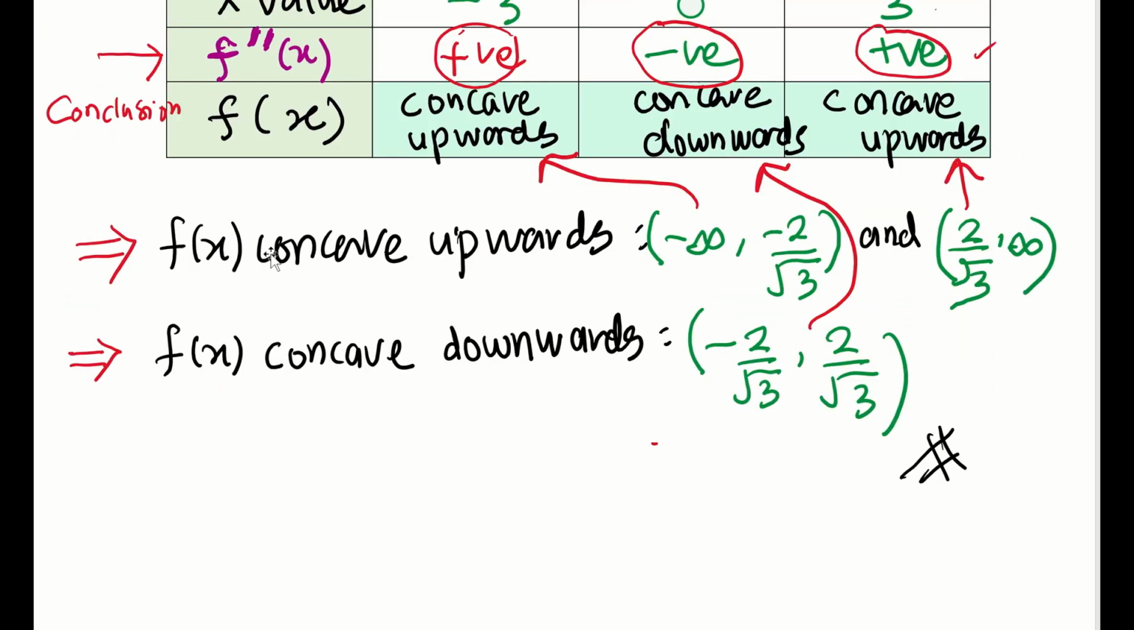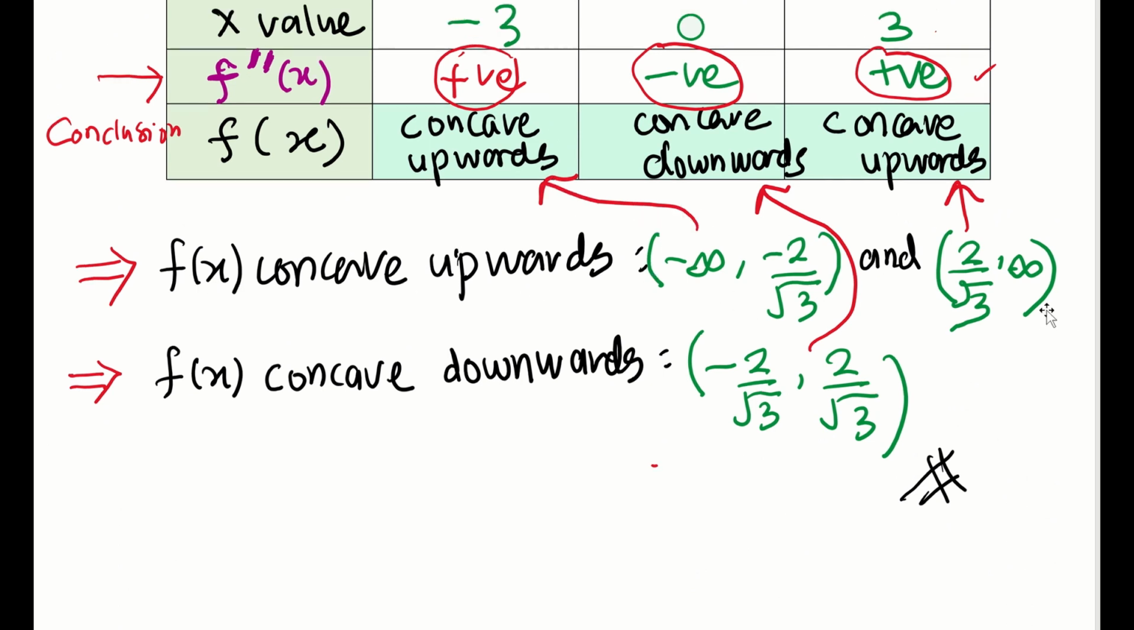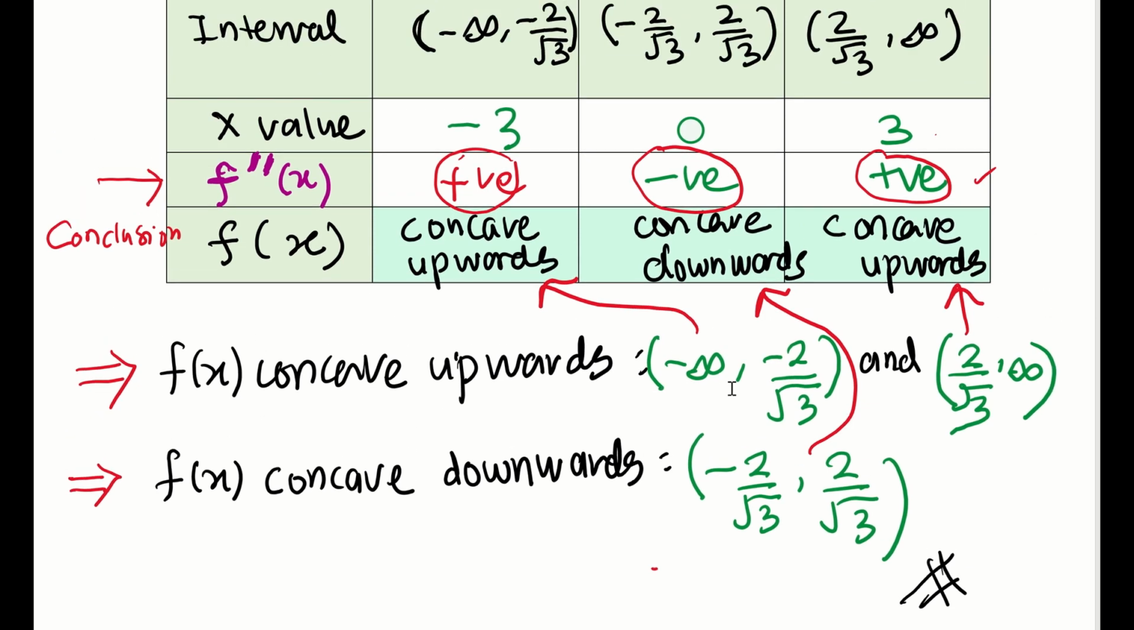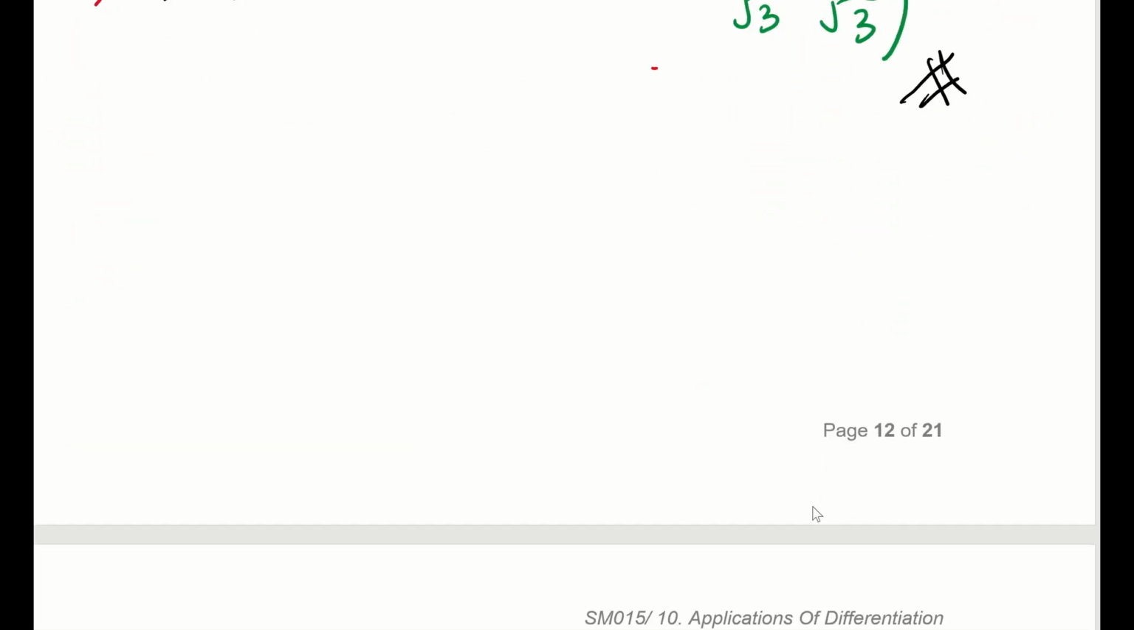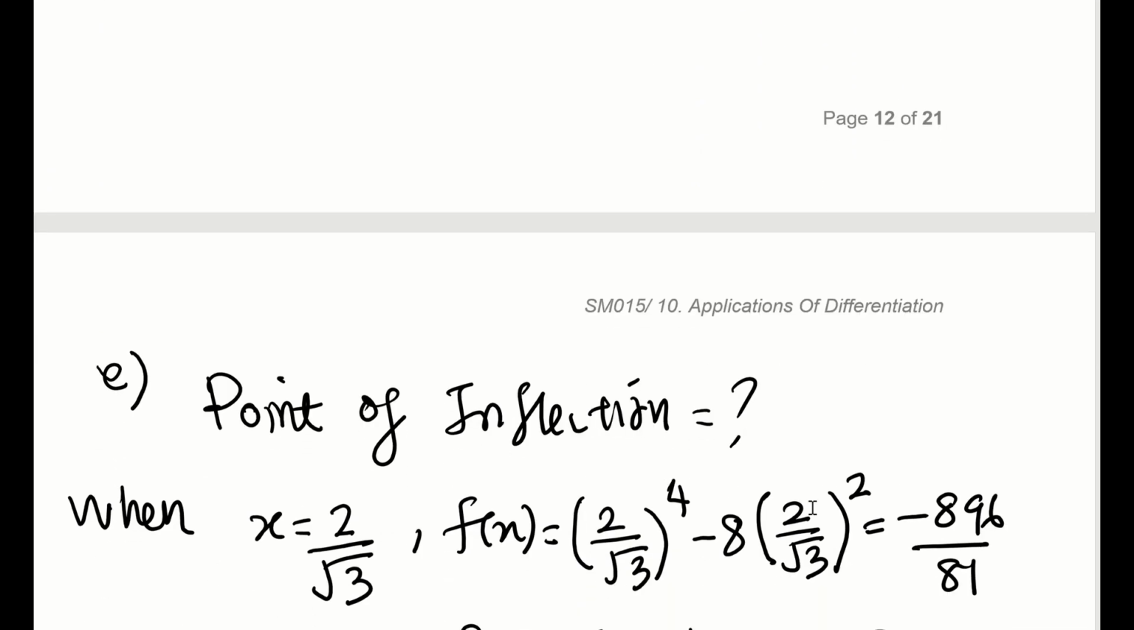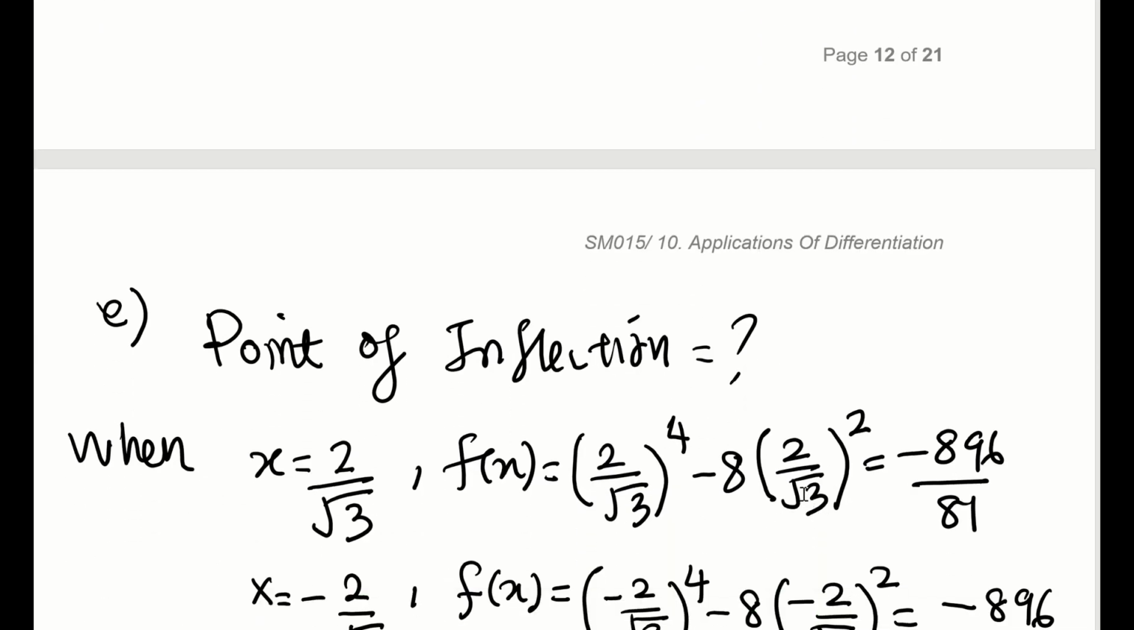So the interval where f(x) is concave upward is negative infinity until negative 2 over root 3 and 2 over root 3 until infinity. The interval where f(x) is concave downward is from negative 2 over root 3 until 2 over root 3. Okay. Now we continue to find the inflection point.